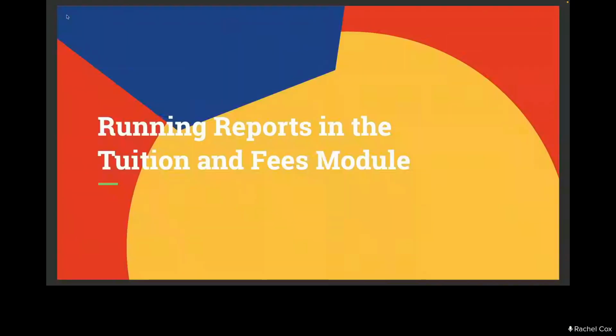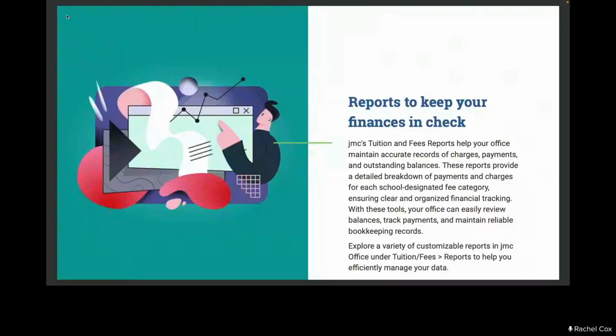Okay, then we'll take a moment to talk about running reports in the tuition and fees module. JMC's tuition and fees reports help your office maintain accurate records of charges, payments, and outstanding balances. These reports provide a detailed breakdown of payments and charges for each school designated fee category, ensuring clear and organized financial tracking. With these tools, your office can easily review balances, track payments, and maintain reliable bookkeeping records. Explore a variety of customizable reports in JMC Office under tuition fees reports to help you efficiently manage your data.